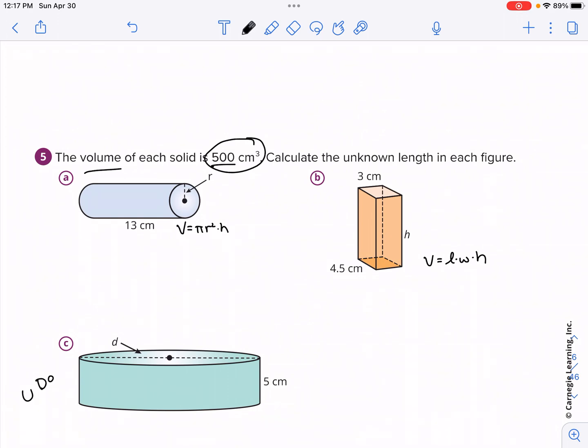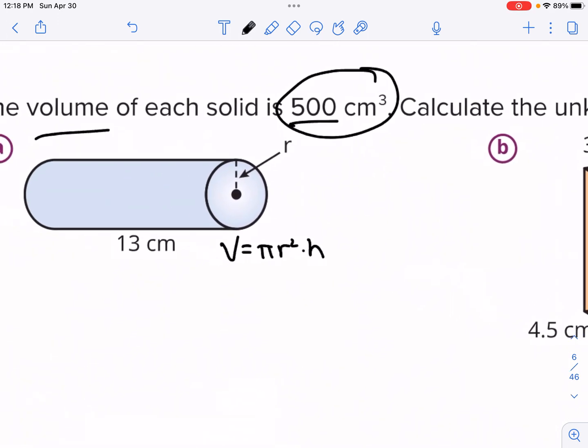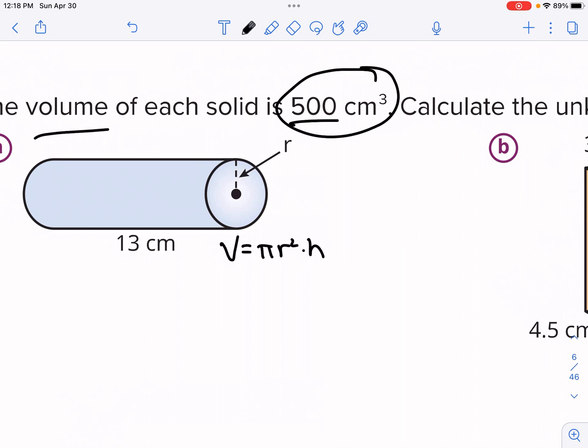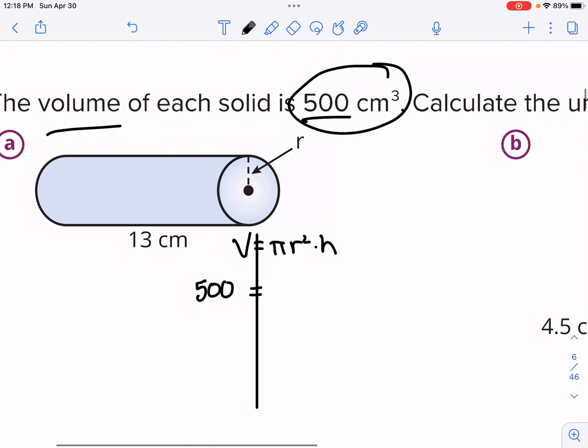So we're going to plug in. Normally, we're not used to plugging in for volume, but we are. Okay, so we're just gonna put 500. Not gonna put cubic centimeters there. We'll leave that just off to the side. We do know we don't know our radius, but we do know this. Even though it's on its side, the 13 centimeters is the height. Okay, so we're gonna put pi r squared times the height of 13.